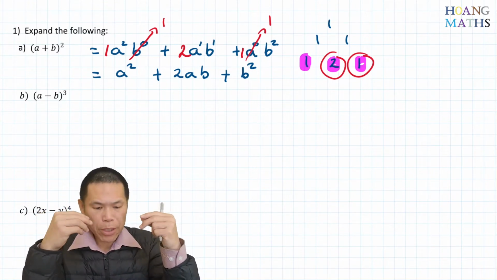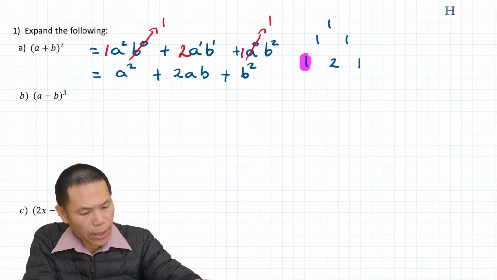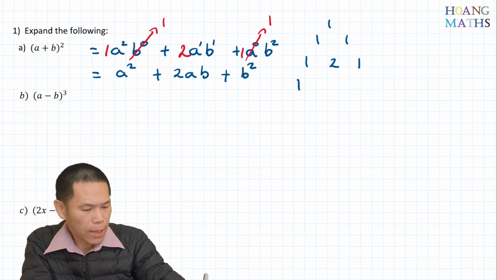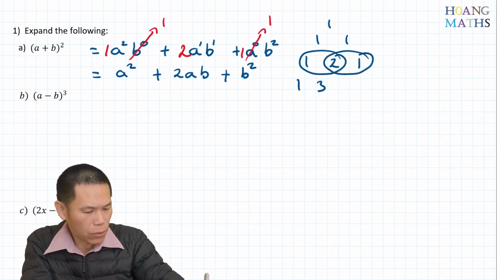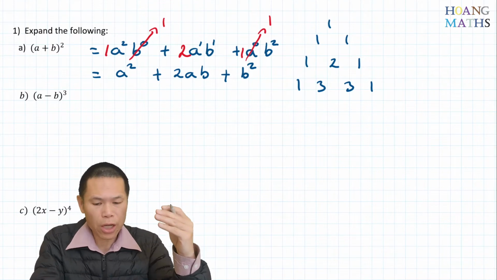Second one. Now, because it's power 3, what I do is write one more row. So we start with 1, of course. And then 2 plus 1 is 3, and these added together give me 3. And then we end with 1. So remember, these numbers are the coefficients of each term, okay?